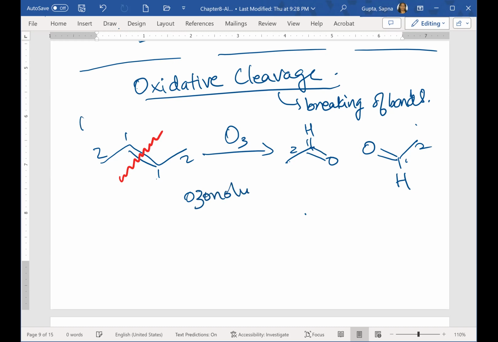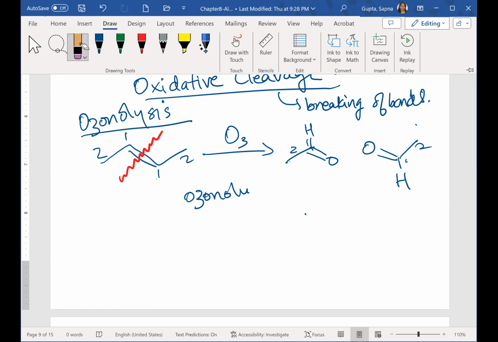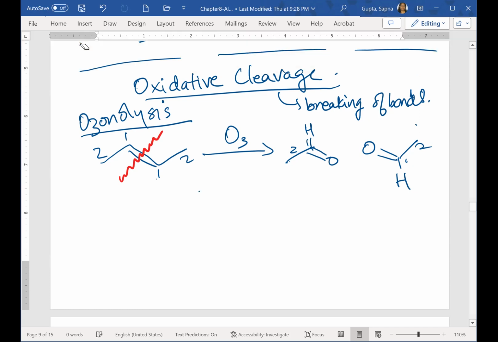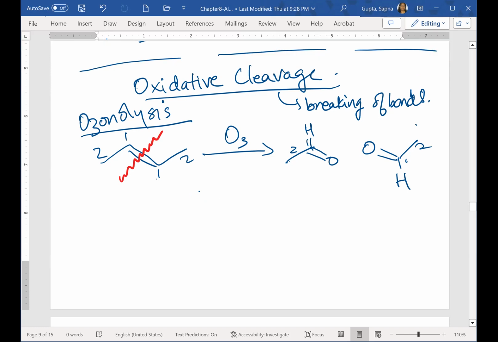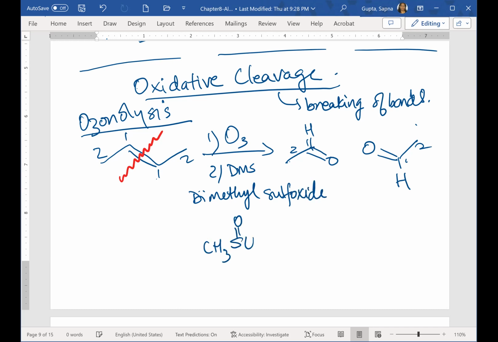Actually, I should write it on the top here. Ozonolysis. Lysis in bio, I think, means breaking apart. And in this case, you also have a workup, which is DMS, and that is dimethyl sulfoxide. Sulfoxide is this, and dimethyl meaning this.